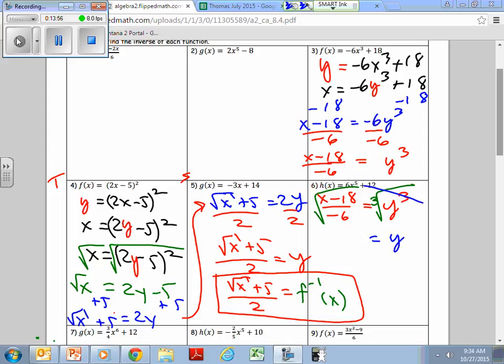Y equals, and why do it in blue? That seems weird, making it red. I'm at the end. All this stuff stayed, nothing happened to it. And the last thing I'm going to do is change the name of that Y.